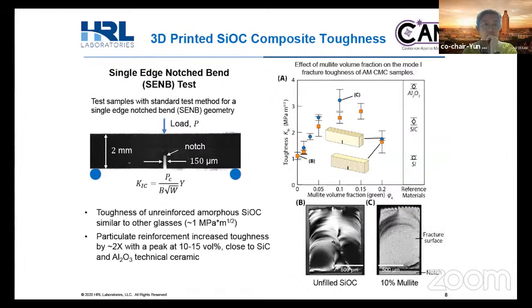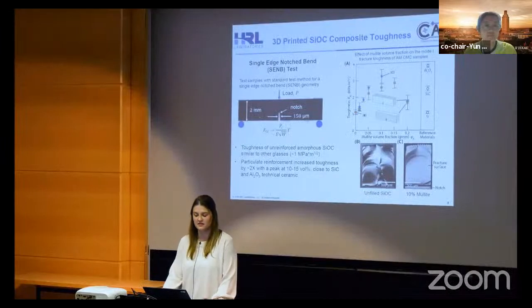Next, now that we've observed that crack tip deflection is possible with particle reinforcements, we did a more in-depth study using mullite particles at different volume fraction loadings. We did single edge notched bend tests to quantify the amount of toughening occurring in our composite material. Particulate reinforcement increased toughness of our silicon oxycarbide ceramic by about 2x with a peak at 10 volume percent mullite. This peak toughness at around 3.5 MPa root meter is close to toughness values seen in silicon carbide and alumina, showing that our additively manufactured CMC can achieve values close to technical ceramics.